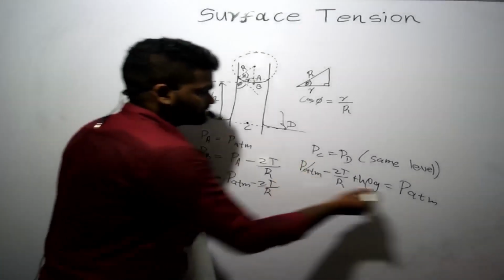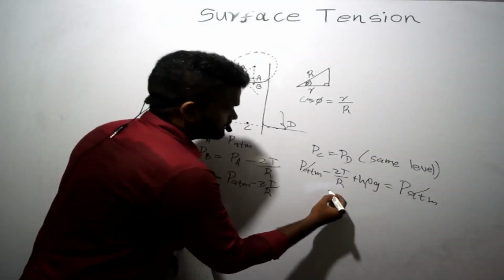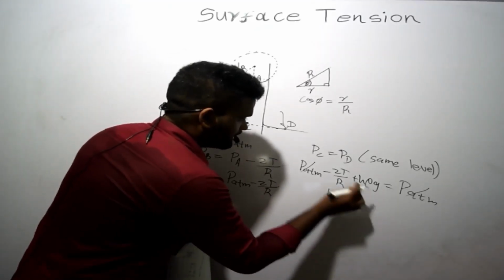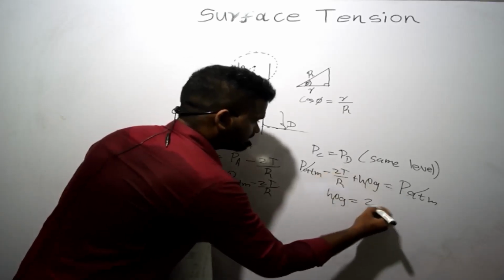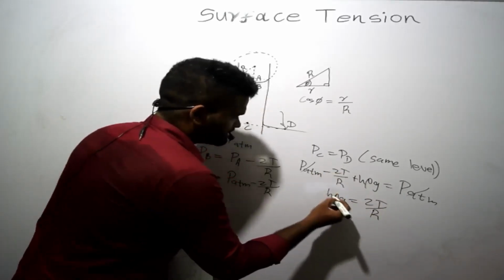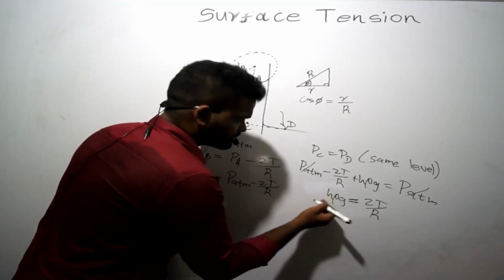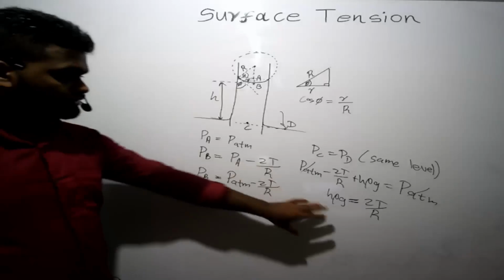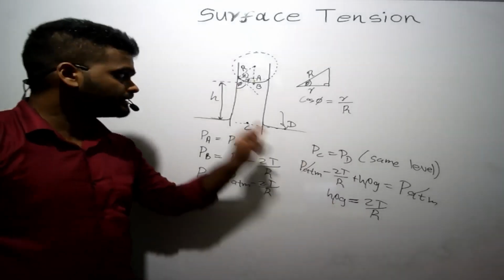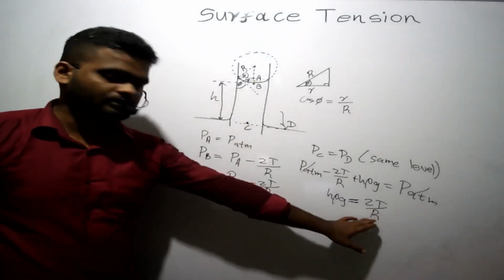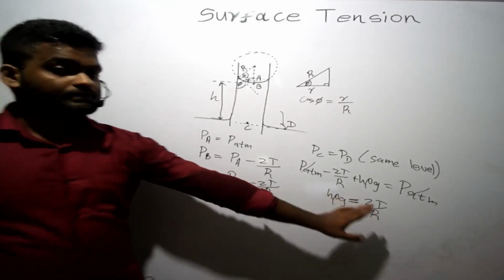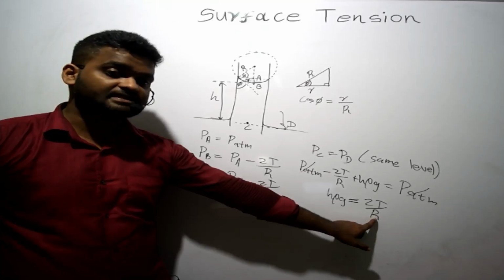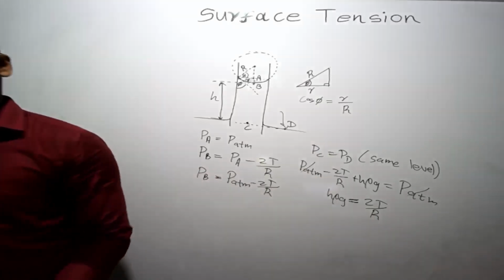Okay. Then PATM cancels off. Keep H rho G here, and take this term to the other side, 2T over R. We are getting the same equation, right? Again and again. H rho G equals 2T divided by R. Understood? So from this, you can find capillary rise. Earlier as well, we got the same thing, right? The only difference is here it is capital R, that's the radius of the meniscus. Okay, take it down.